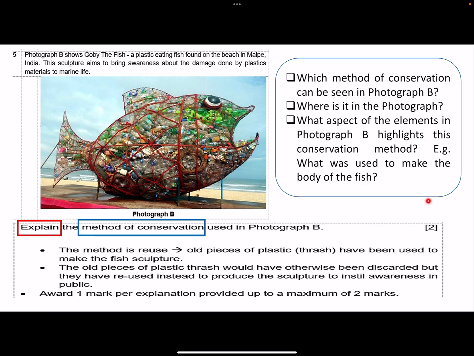So it would have been discarded, but it's not. Now it's reused as a sculpture for what? For riding, for playing, for climbing? No, right? The sculpture is to create awareness. Okay, how do you know this sculpture is to create awareness?